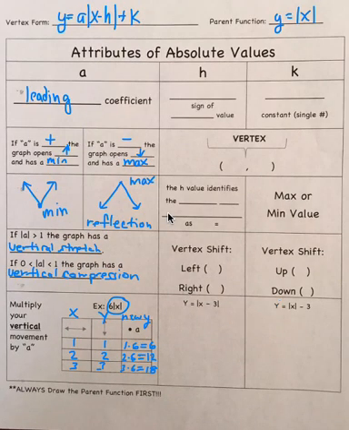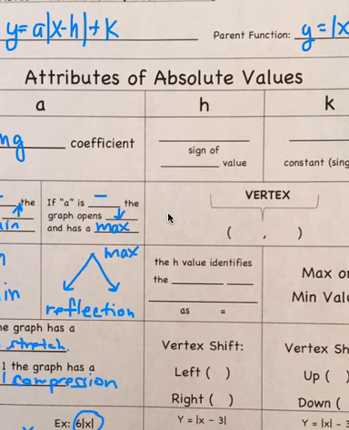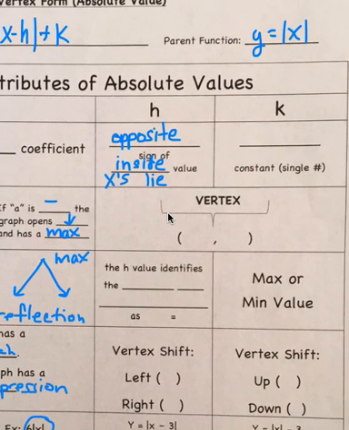Let's look at our h value. The h is always the opposite sign of the inside value. And it's connected to the x in the equation. A way to remember it's opposite is think your x's lie. So just like in a dating relationship, your exes probably are lying to you. So it's a good way to remember.